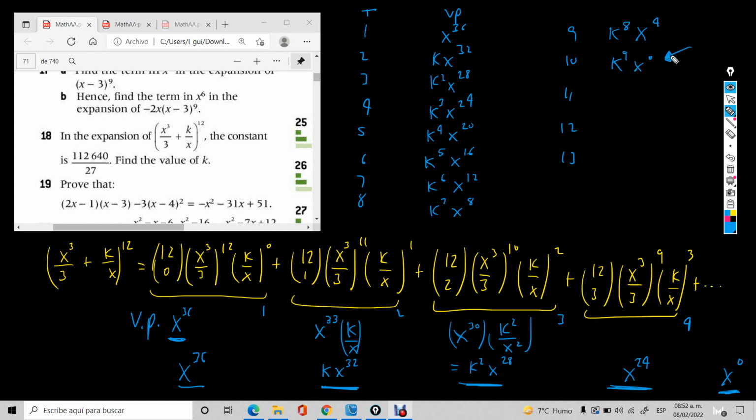And this is the one that we wanted, because in here the x will disappear, right? This is going to be 1, and you will just have k to the 9 in the end. Okay, so it's this one, guys. The number of term, variable part. This is the good one. It's going to be the 10th term of this expansion.